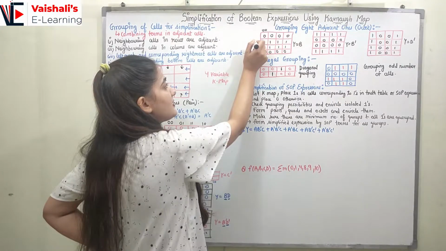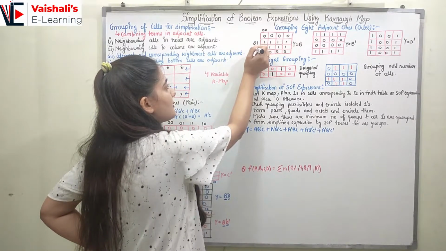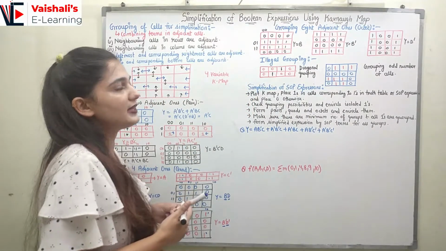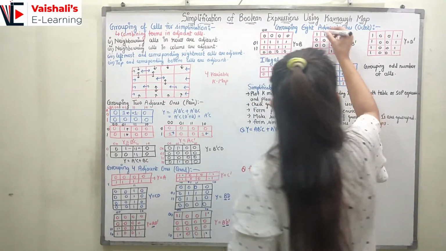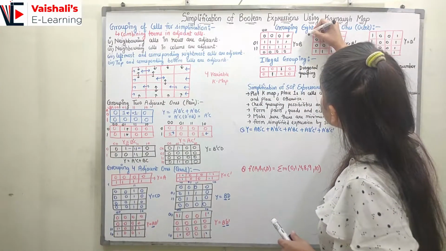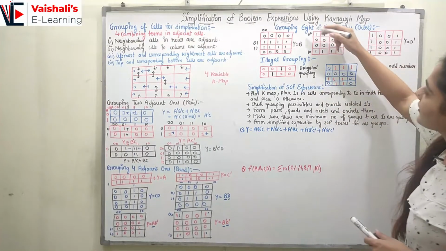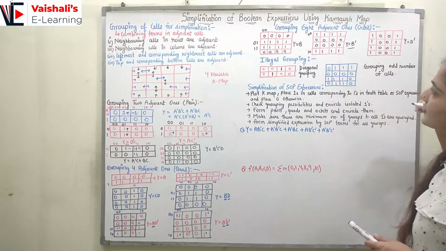And here if I see this row represents 0 1 and this row represents 1 1. So here what is common? Only the common thing is B. So the Y is equal to B is the answer. Here also if you see, here we have 0 0 and here we have 1 0. So here you can see A is changing, only B dash is common, so Y is equal to B dash is the answer.